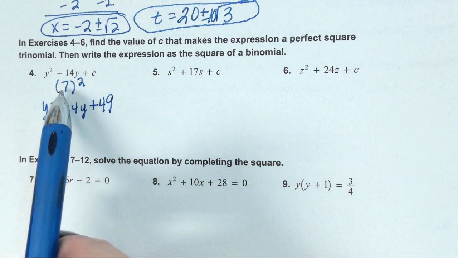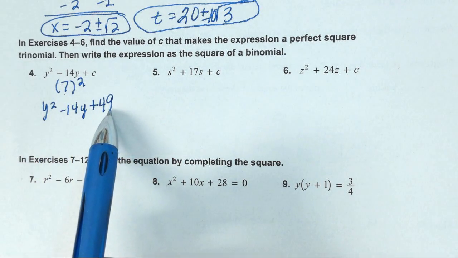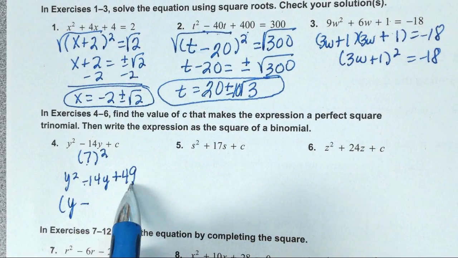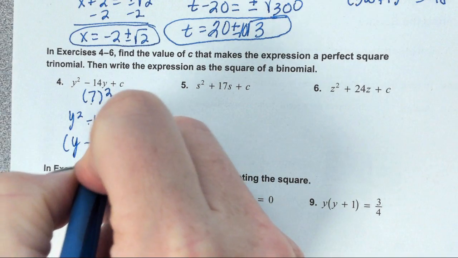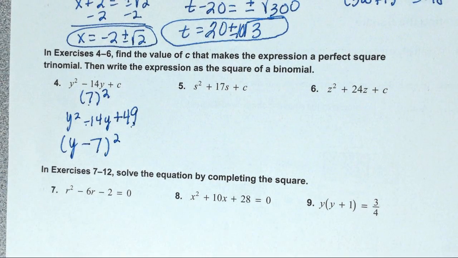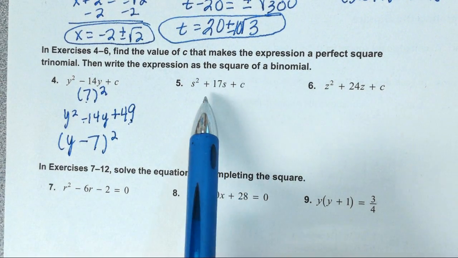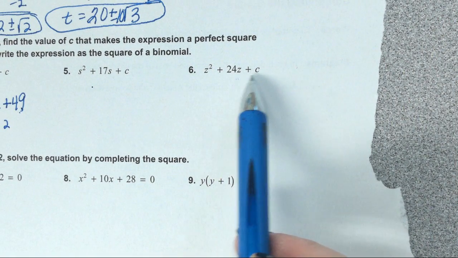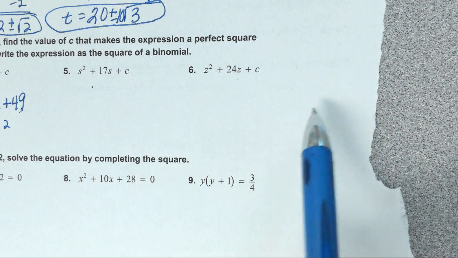So we did half of 14 with 7. 7 squared is 49. And so now to come up with the way it's going to factor, it's going to be y, this sign. Here's my c value, 49. So I would have to do the square root of 49, which is 7, squared. 5 we will do together in just a minute. I want you guys to do 6 now on your own. Figure out what C is and then factor it.